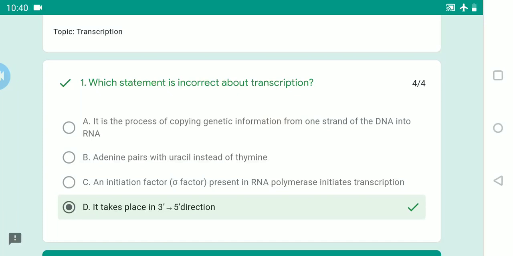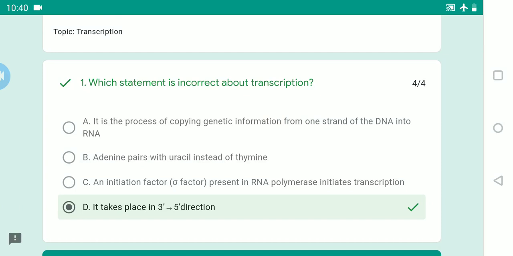In this one, first question: which statement is incorrect about transcription? Underline the term incorrect. That means out of the 4 statements they have given, 3 statements are correct and only one statement is incorrect. So we should identify that one. Let me write the options which are given for this question.